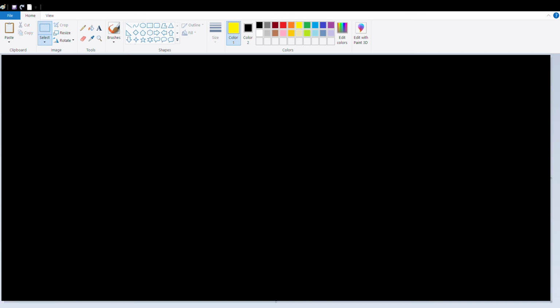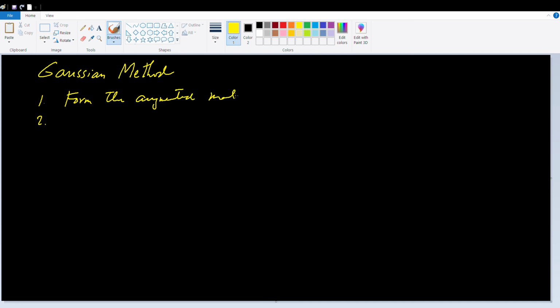Now, the Gauss-Jordan reduction method is actually an improvement of the so-called Gaussian method, or Gaussian elimination, or Gaussian method. Now, in the Gaussian method, the first two steps are the same, no? Form the augmented matrix A, B.